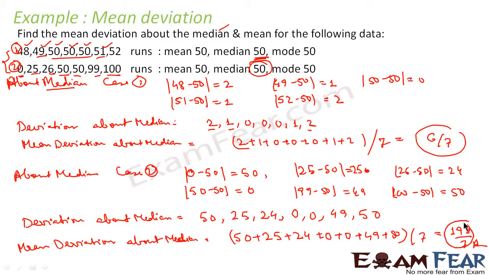So if you see, the mean deviation about median in both cases is different. In this case it is 198 by 7. In this case it is 6 by 7. So from this data also we can say that this one is more dispersed.